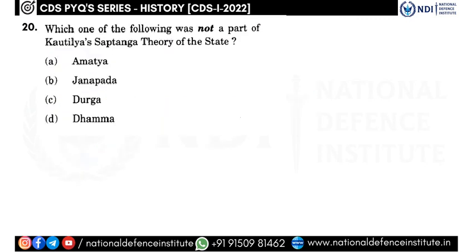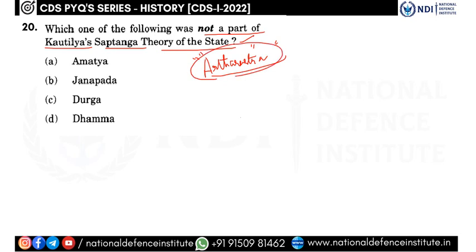Next one. Which among the following was not a part of Kautilya's Saptanga theory of state? Kautilya, in his book Arthashastra. Kautilya, also called Vishnugupta, also called Chanakya, is a politician, statesman and advisor. With his help, Chandragupta Maurya killed Dhanananda, the last Nanda ruler, and started the Mauryan dynasty. He is famous for his diplomacy and strategy. He wrote the Arthashastra, a political treatise that talks about how a king should behave and administer everything.